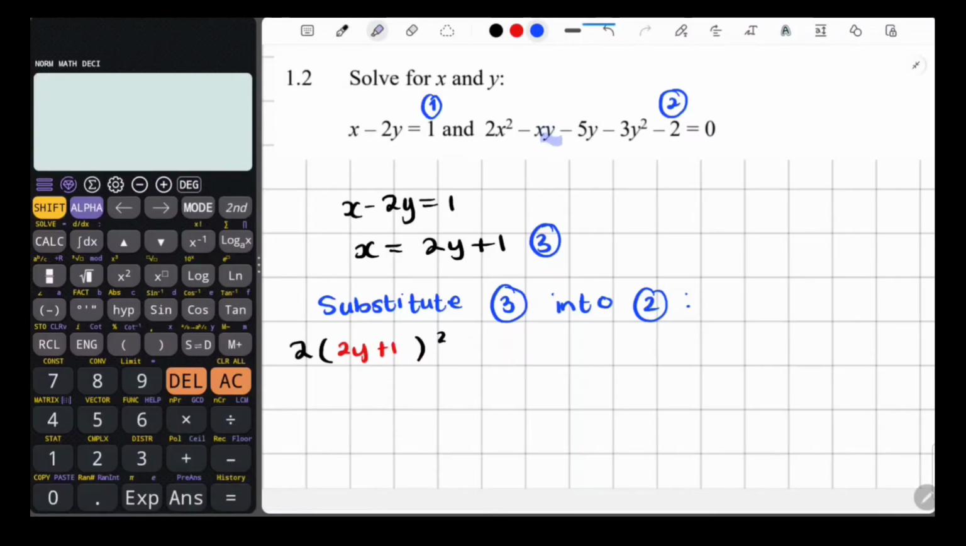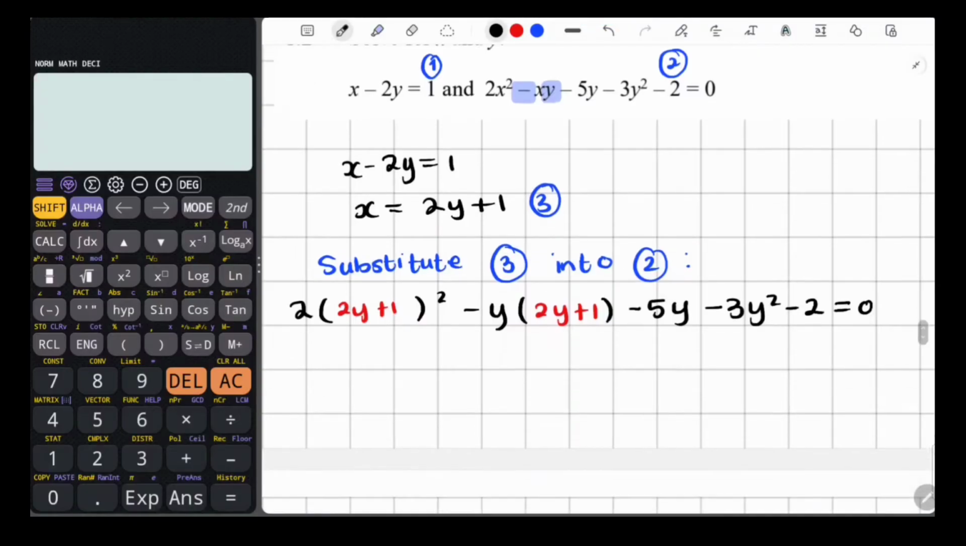Since the x is first, just write it as minus y, and then in brackets, put what your x is supposed to be. So minus y, and then in brackets, the x is now 2y plus 1 because that's our equation for x. So 2y plus 1. And then continue, we have minus 5y that doesn't have an x. So minus 5y, then minus 3y squared minus 2 is equal to 0.